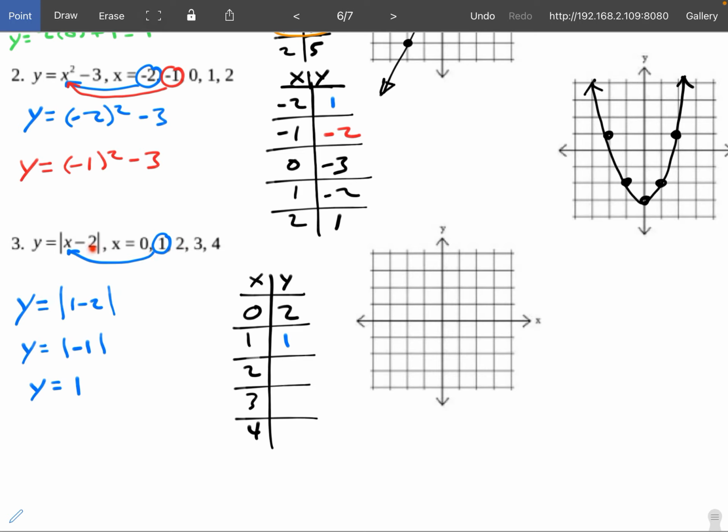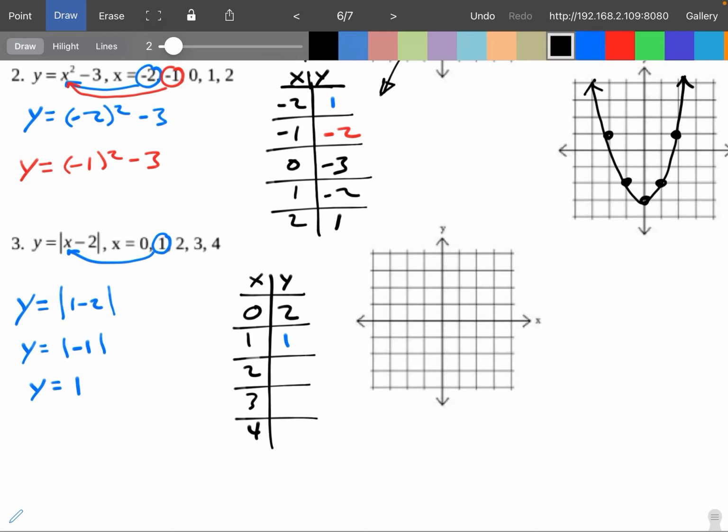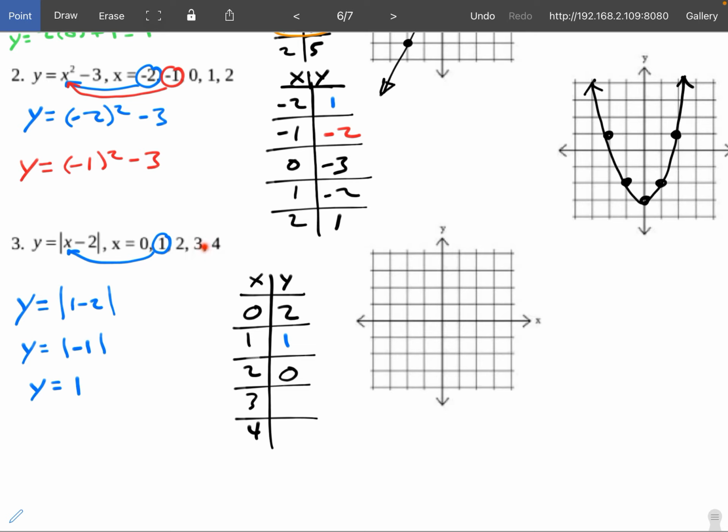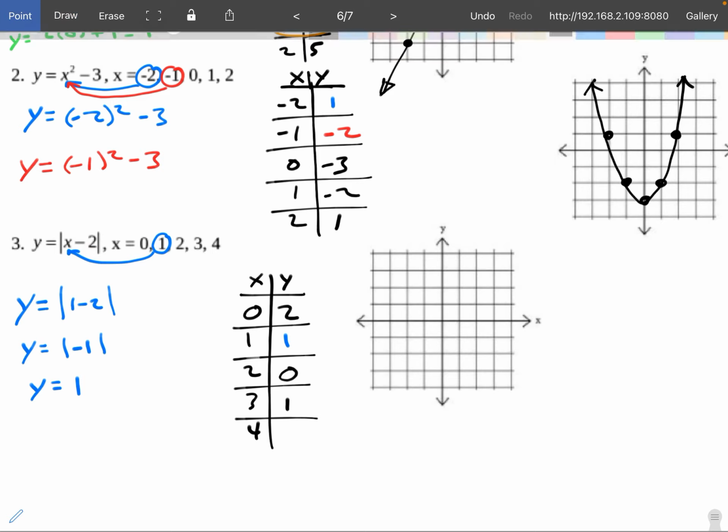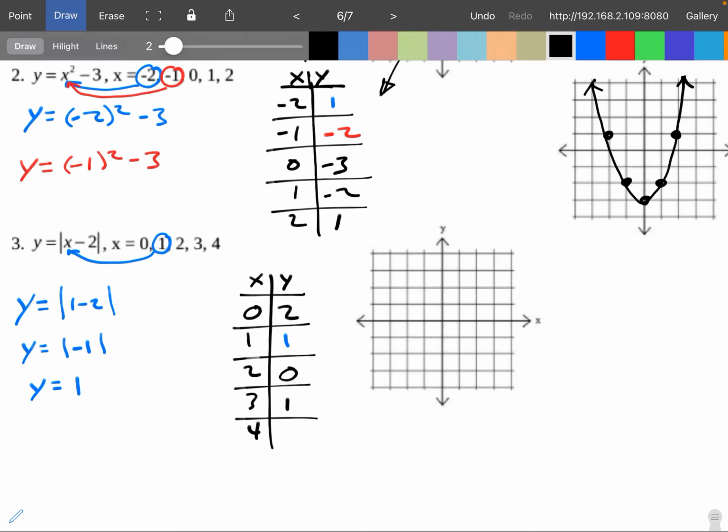And then the rest of these, we'll just do them. So then we're going to take 2, and we're going to put it in here for x. What's 2 minus 2? 0. Absolute value of 0? That is 0. And then we're going to put 3 in. 3 minus 2? That's 1. Absolute value of 1? Good, that's 1. And then we're going to put the 4 in for the x. 4 minus 2? 2. Absolute value of 2. That's 2. Okay, so now we're going to plot this one.